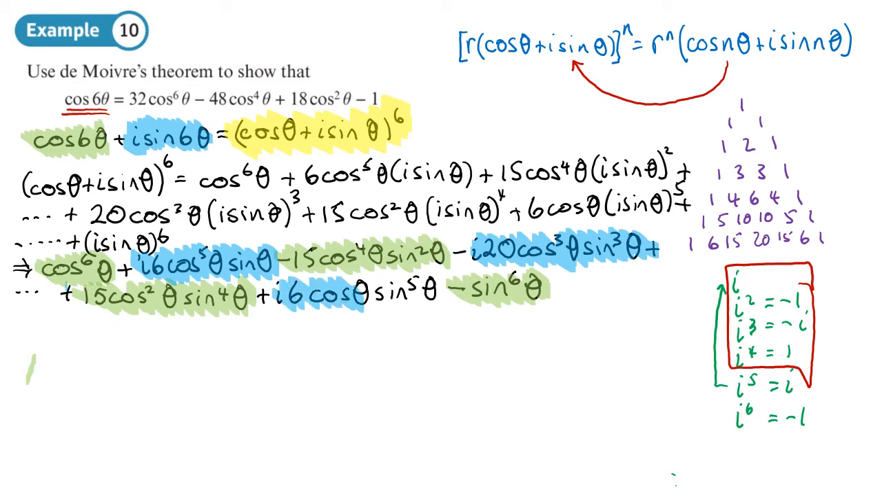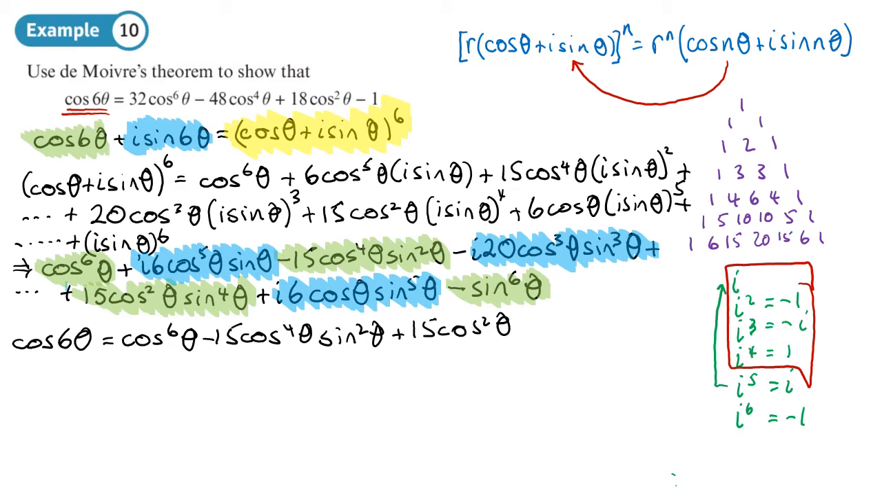So really what I could write down now is this statement: if I equate the real terms, cos 6 theta is cos to the power 6 theta, minus 15 cos to the power 4 theta sine squared theta, plus 15 cos squared theta sine to the power 4 theta, minus sine to the power 6 theta. So really what I've done here is equated the real terms on both sides.